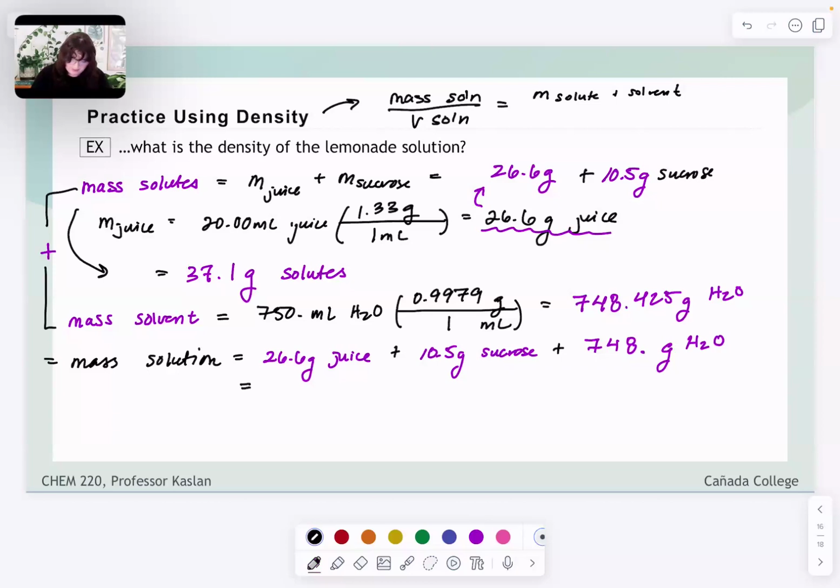Completely unrounded, this gives me like 785.5. But since I'm doing addition here, I want to limit myself to no places after the decimal, so to the nearest ones. So when I do this, I get 785.5 grams of solution. With the proper sig figs, that is going to be 786 grams solution. But since we need to use this mass later, we're going to keep it in its unrounded state.